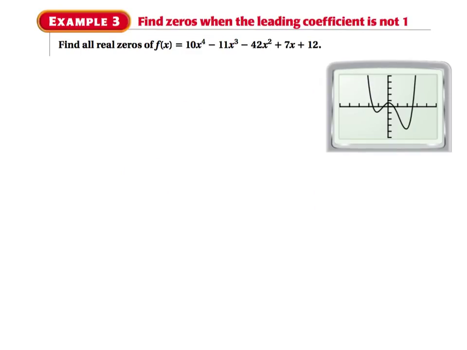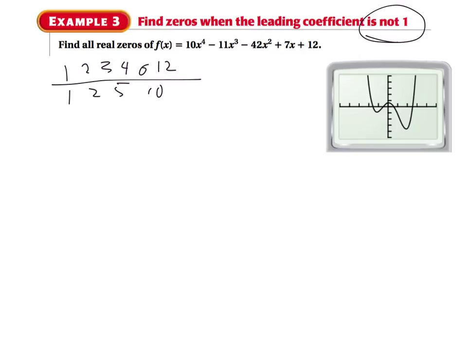Unfortunately, these kinds of problems can get very nasty when the leading coefficient is not 1. For example, in this polynomial function, the number of possible rational zeros is many. In this case, we have to list all the factors of 12 on the top, which is 1, 2, 3, 4, 6, and 12. And this could be over all the factors of 10, which is 1, 2, 5, and 10.